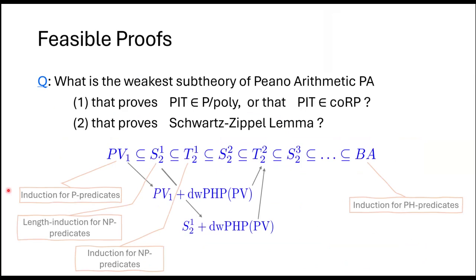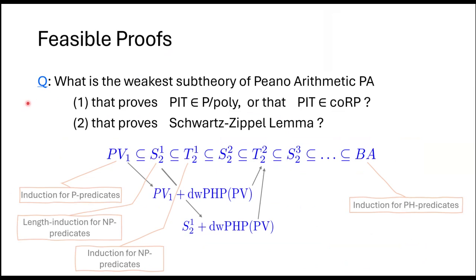So this is the new argument, and now we're going to see some applications in feasible proofs and bounded arithmetic. First, just a recap of what feasible proofs are. What do we mean precisely by feasible proofs here? Here, as I mentioned, we are working in bounded arithmetic.